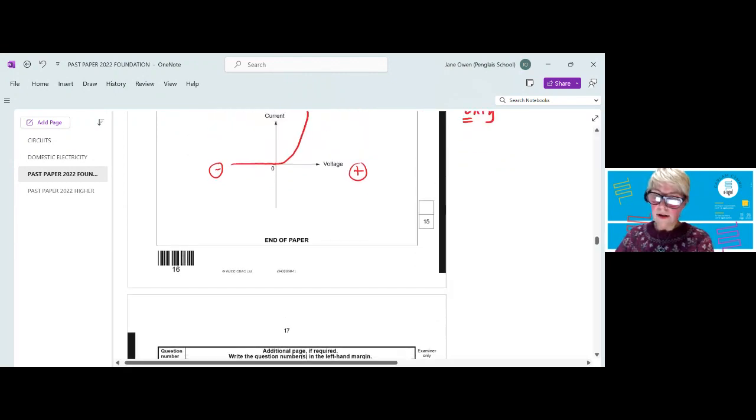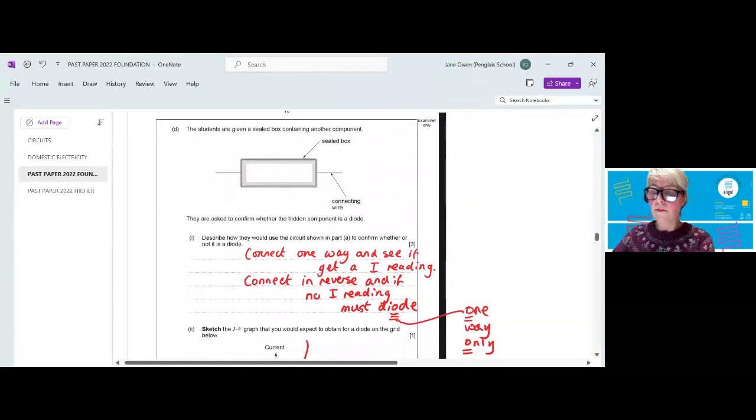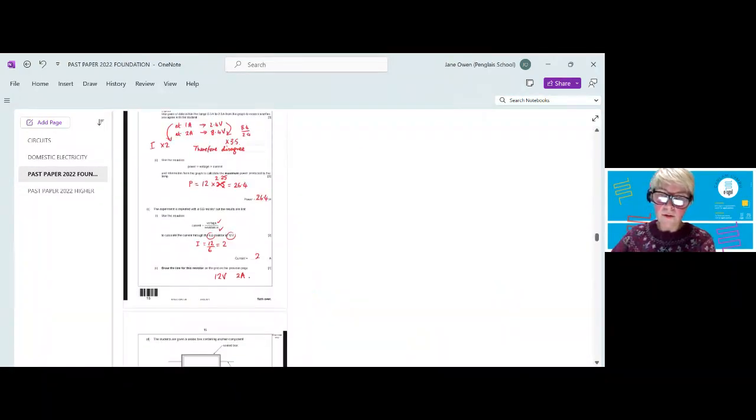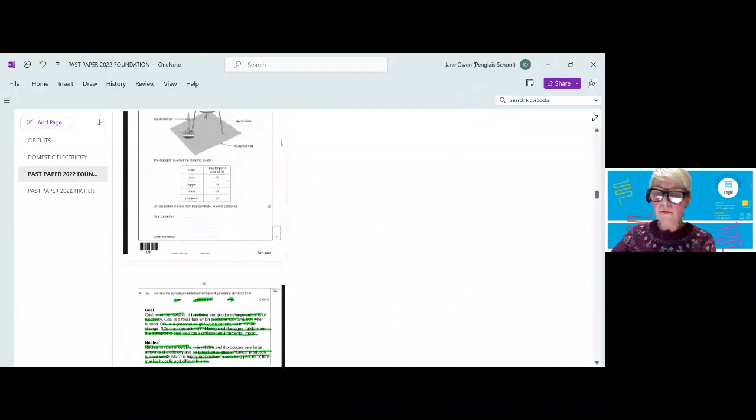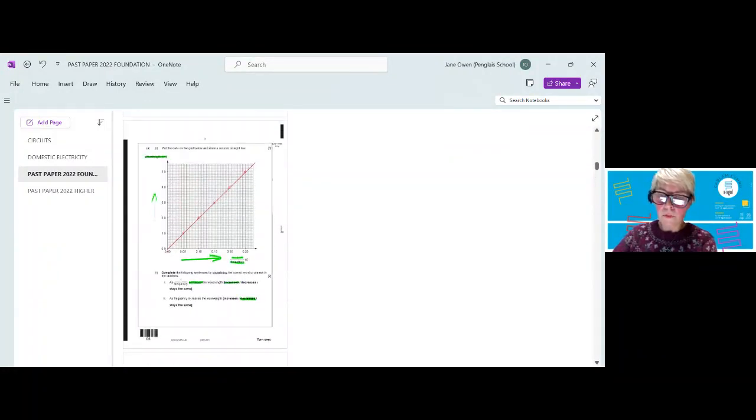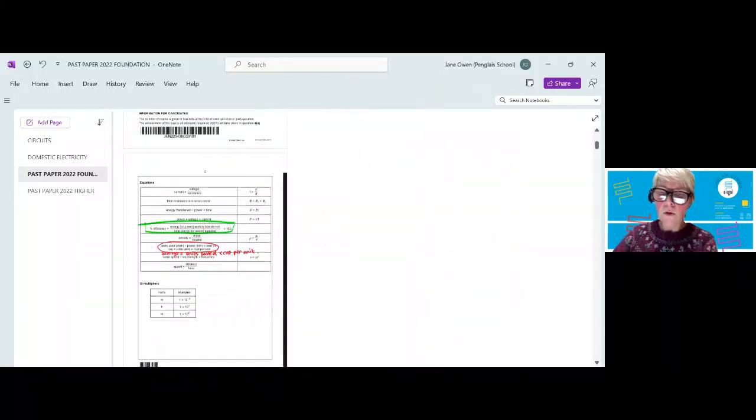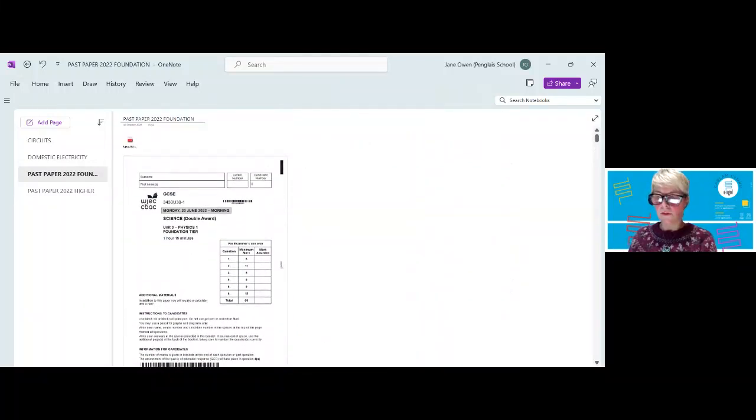Okay, and there we have it. We have done a foundation paper in its entirety, and we have left the mark scheme and the report either below or by the side of the questions.